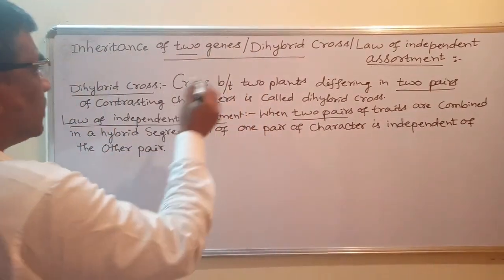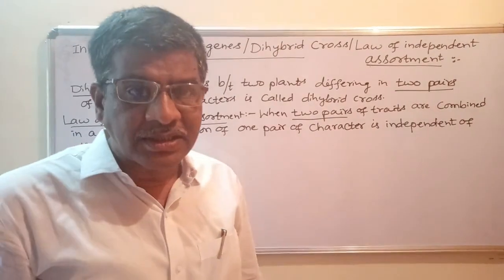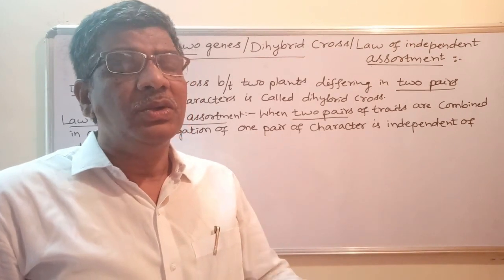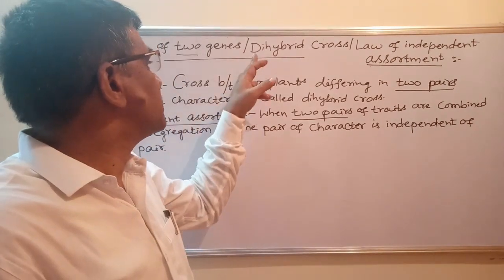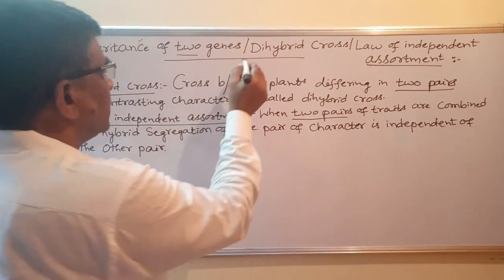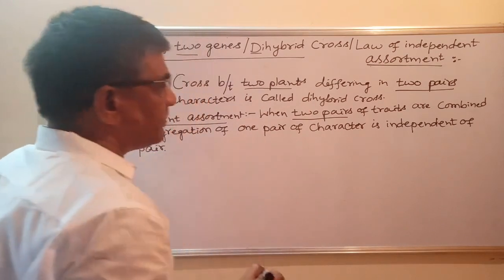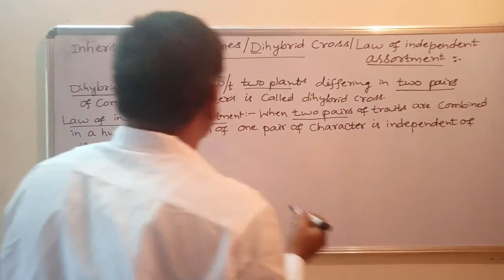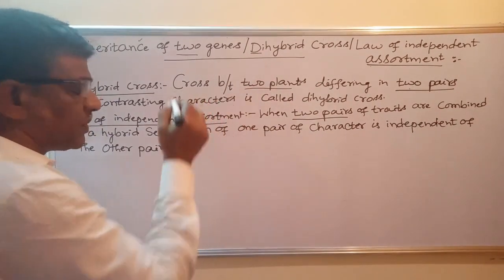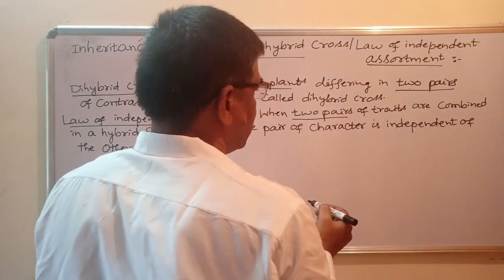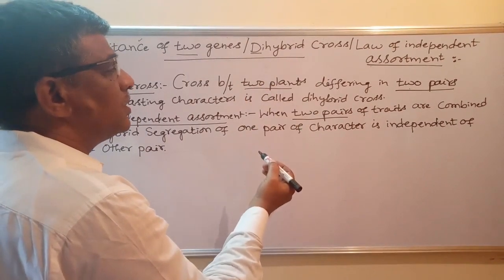Now let us understand what is the meaning of dihybrid cross. Just now I told you, inheritance of two genes means simultaneously he allowed two genes to pass to the next generation. Here dihybrid cross means, di means two, hybrid, it is a cross between two plants that differ in two pairs of contrasting characters. Based on this dihybrid cross, he proposed the law of independent assortment. We can understand the statement later after knowing the example.